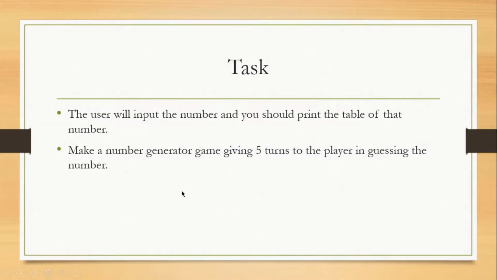Now going on to the second task. Make a number generator game giving 5 turns to the player in guessing the number. You can make the number in between 1 and 100, 1 and 50, 100 and 200, and you just remember to write that in the print statement above so that the player knows where to guess that number. So I'm going to give you 30 seconds for this again. You may pause the video for more time.